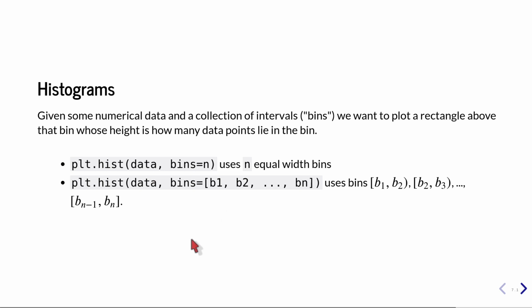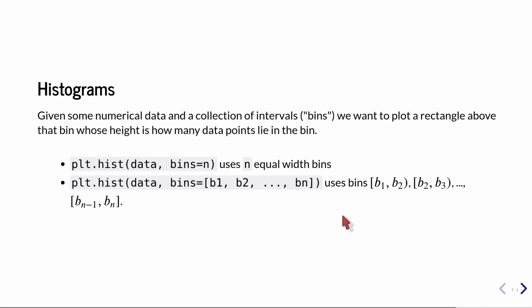On the other hand, you can also specify the intervals manually. So if you do plt.hist and then your data, so the list of the numbers whose histogram you want to plot, and then bins equals a list of numbers like this, b1 up to bn, then the bins it will use are the interval which is closed at b1 and open at b2, then the interval which is closed at b2 and open at b3, and so on, and then the final interval will be closed at both ends.